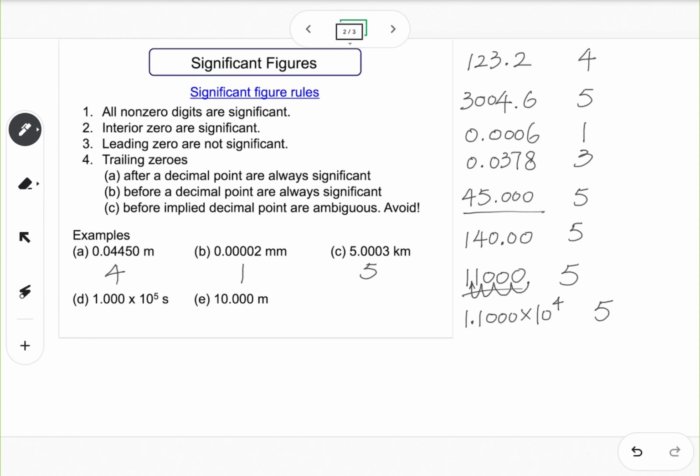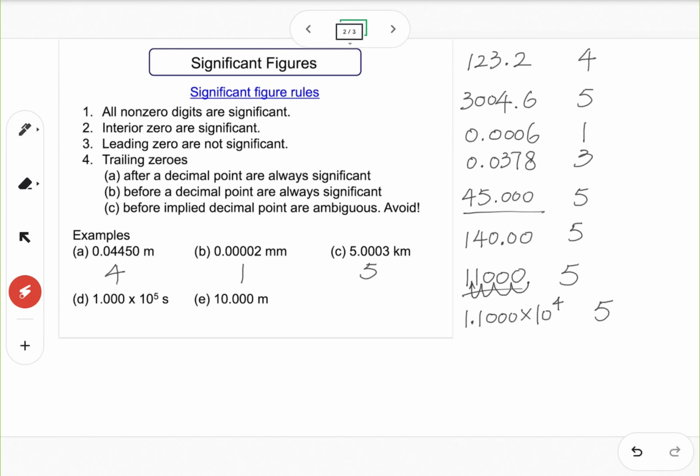Now D. As we mentioned a moment ago when we discussed rule number 4c, for scientific notation, you ignore the exponent part when you count significant figures. So you are going to focus on the decimal part.